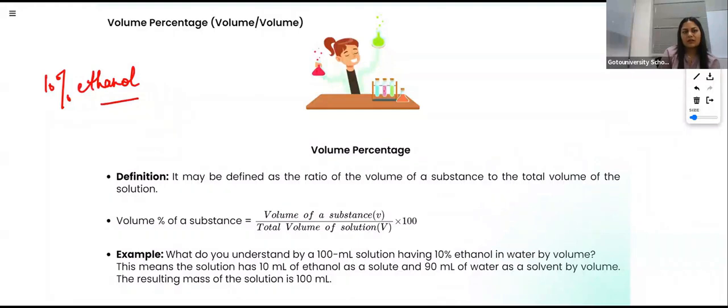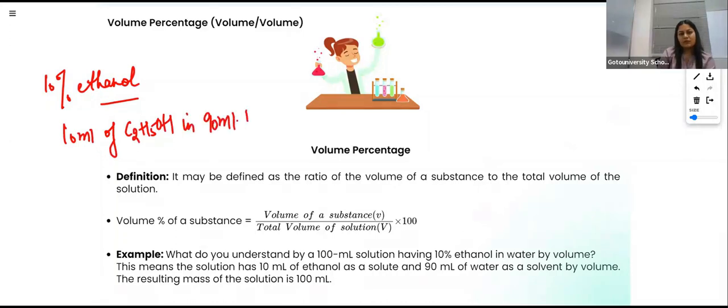For example, if I write here 10% of ethanol, what does this mean? 10% of ethanol means 10 ml of ethanol, the C2H5OH, in 90 ml of water, okay.